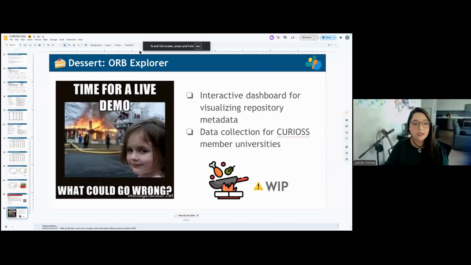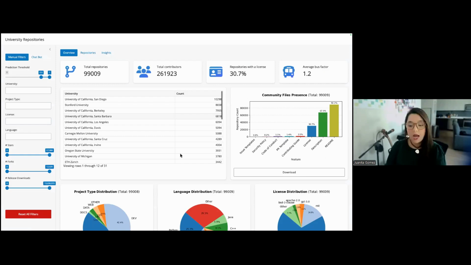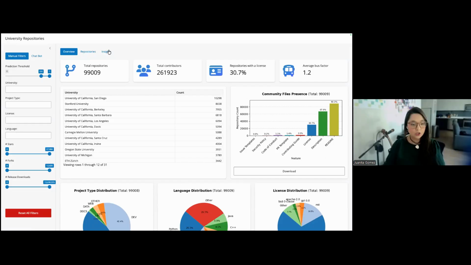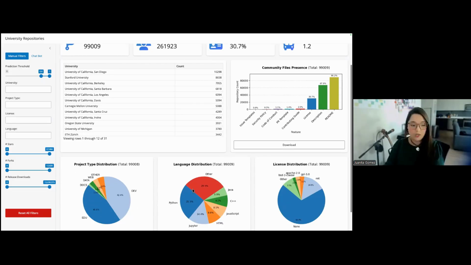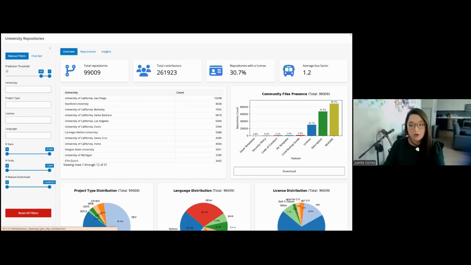So this is the landing page of the dashboard. I just want to show maybe some of these things. This is in a GitHub repository if you want to play around with it. Some of the links in the document that I shared have the repositories for this. But basically, this has an overview of some of the things that I already talked about, like the project type, the language distribution, the license distribution, and the community file presence.